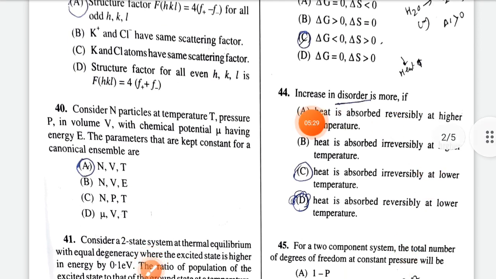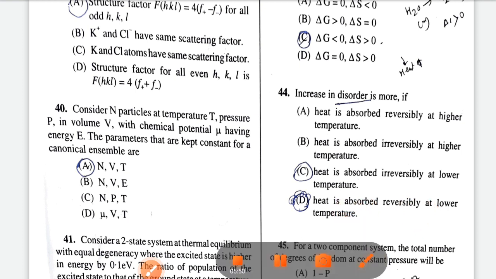Next 44, increase in disorder is more. Actually, increase in disorder means entropy is more. Okay. So here the correct option is option C, heat is absorbed irreversibly at lower temperature. We know that an irreversible process has higher entropy than a reversible process. Okay. So here the correct option is option C.